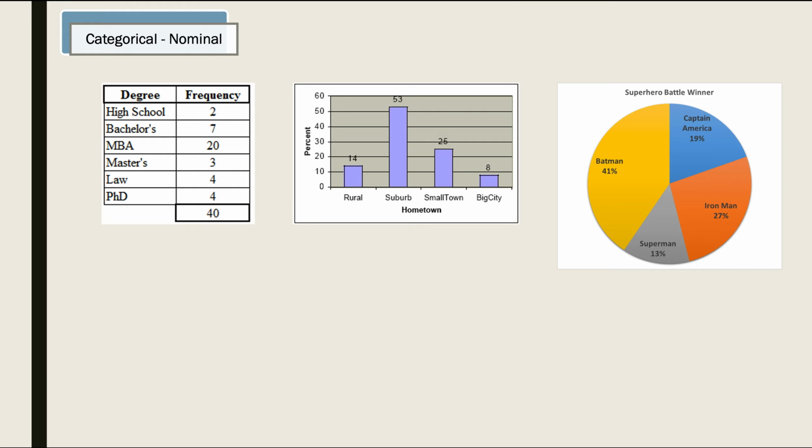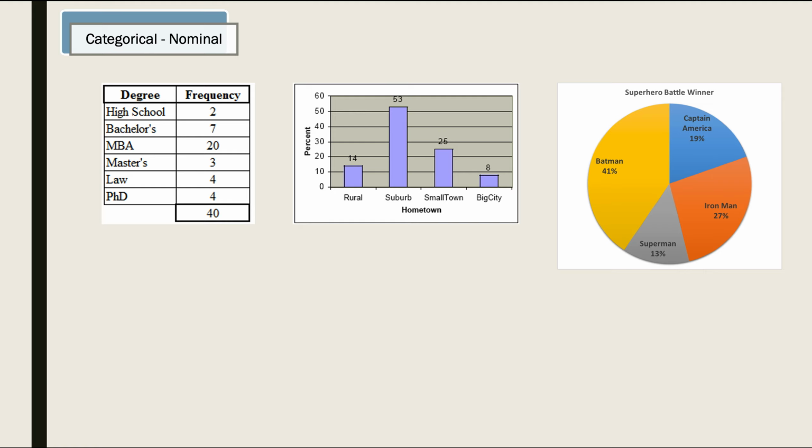So then we have a bar graph, and in this bar graph we can see they're talking about hometown and how many people have rural hometowns, how many people live in the suburbs, how many people live in a small town, how many people live in the big city. So you can see that here they're talking about categorical nominal data, that we have categories that cannot be organized.